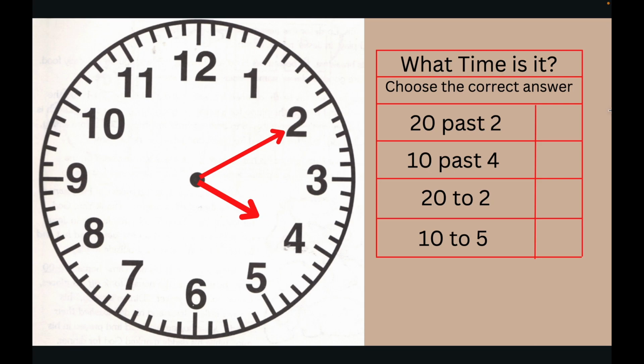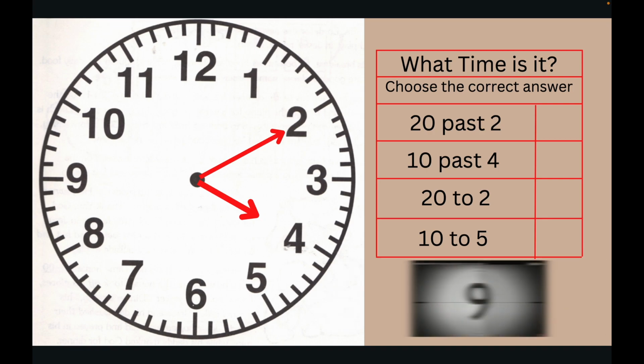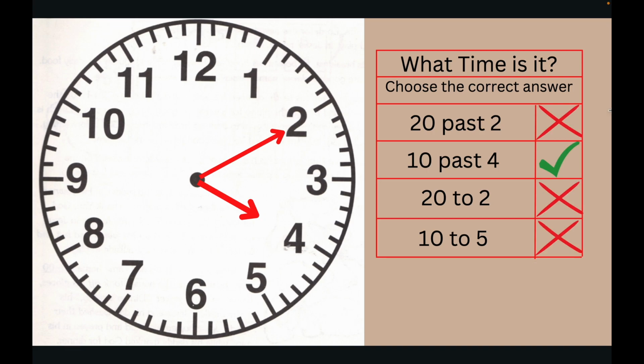Okay, test time. Let's see if you have learnt anything from this video. Have a look at this time. You have 10 seconds to correctly answer in the right-hand side of the box, what time do you think this is. Is it 20 past 2, 10 past 4, 20 to 2, or 10 to 5? You have 10 seconds. Right. So the correct answer was 10 past 4.